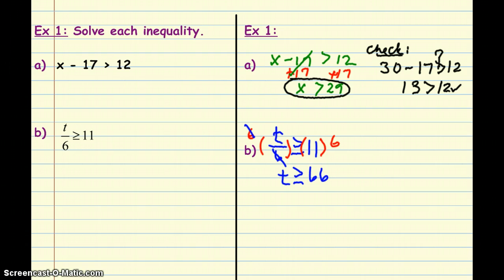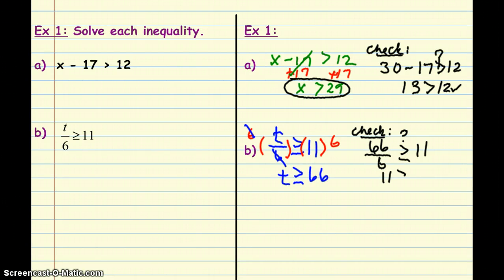Because we have greater than or equal to, if I want to check it, I can actually pick the number 66, or I could pick something that's greater. I'm going to pick 66, and I'm going to check to see if this really is greater than or equal to 11. 66 divided by 6 is 11. I know that they are equal, so this particular inequality is true.